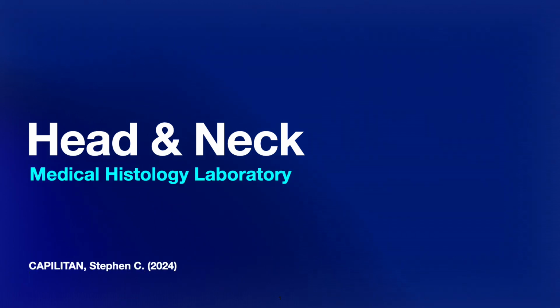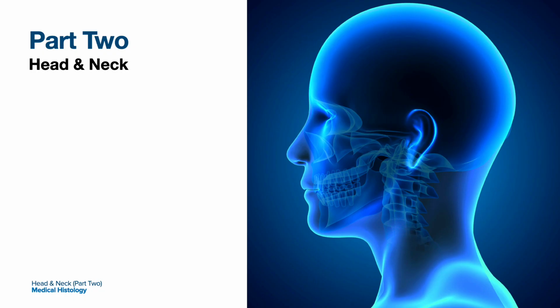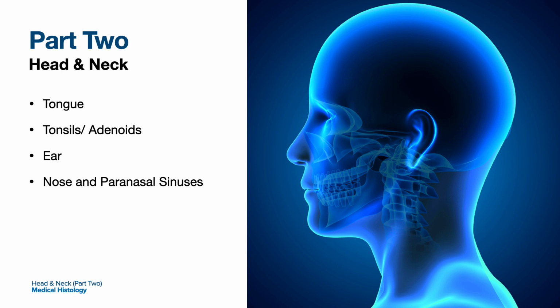An in-depth exploration of your head and neck, gross and microscopic anatomy. Our focus shall be directed towards describing the salient features in the head and neck histology and pathology. For part 2 of this series, we are looking into the histology and pathology of the key structures that include your tongue, your tonsils, the adenoids, your ear, your nose, the paranasal sinuses, your minor and major salivary glands, the pharynx, and the larynx.